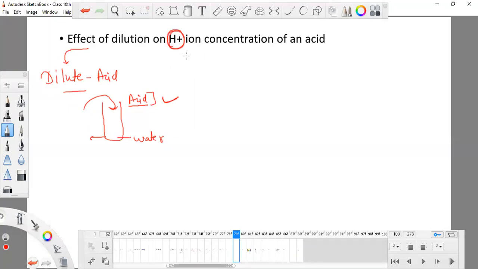Now remember one thing, that an acid is known as acid because it can release H plus ions. You have to remember this, that if anything can release H plus ion, then it is known as acid. And these H plus ions are also known as protons. So when anything can release H plus ion, they are known as acids. So in this question, we have to understand what are the effects of dilution.